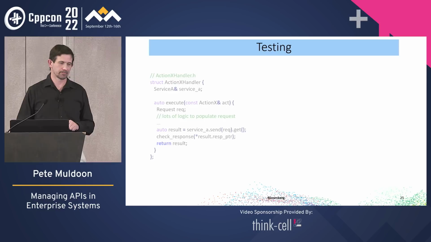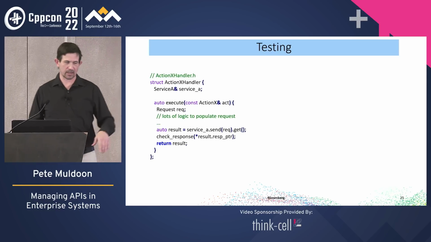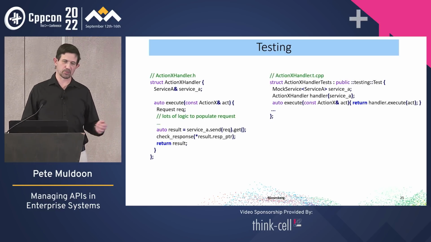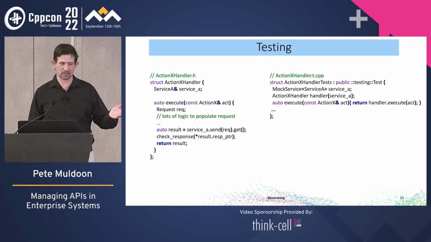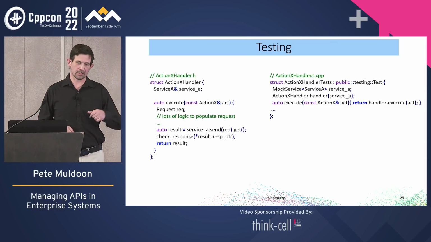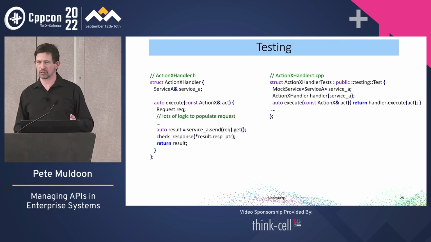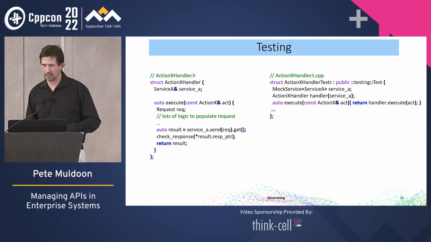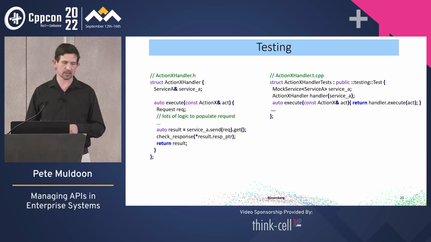So testing. Here is my ActionX handler that I'm going to be dropping this mock service into. So all I'm going to do is make a fixture. I'm going to say, look, I've got a mock service template on service A, right? So I'm going to do the base class. And then I'm going to initiate my X handler with the service A. And then I just put an execute in there to keep some of the code bloat out of the test, right? So you can call the handler.execute.